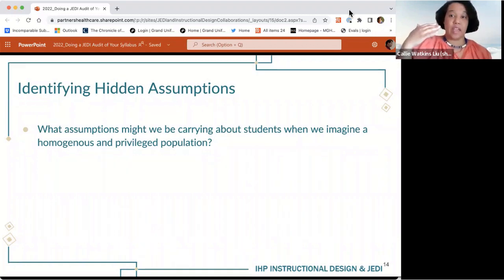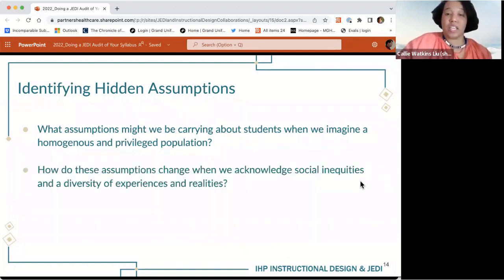You might assume that you might not need to work. You might assume a familiarity with, you know, you might be able to assume that you have access to a car. You might assume familiarity and comfort with your professors, so it's easy for you to go talk to all of them. So think about this: what are the assumptions that we're carrying when we're first just imagining a privileged and homogeneous population? We can do the next one.